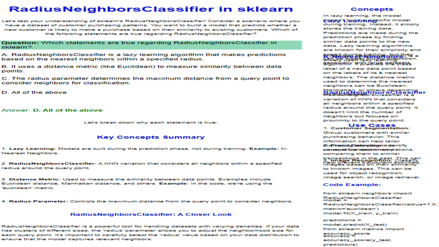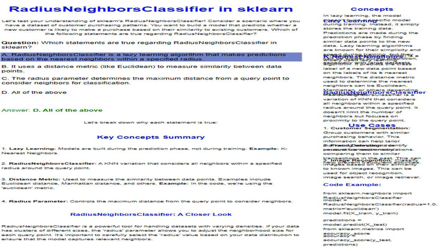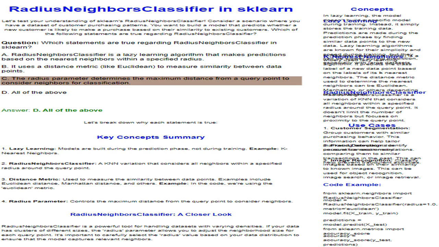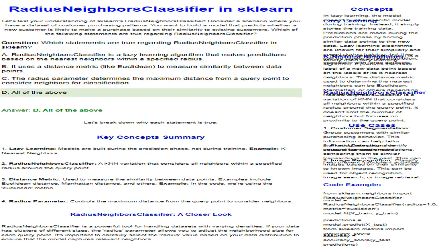Which statements are true regarding radius neighbors classifier in sklearn? A. Radius neighbors classifier is a lazy learning algorithm that makes predictions based on the nearest neighbors within a specified radius. B. It uses a distance metric like Euclidean to measure similarity between data points. C. The radius parameter determines the maximum distance from a query point to consider neighbors for classification. D. All of the above.